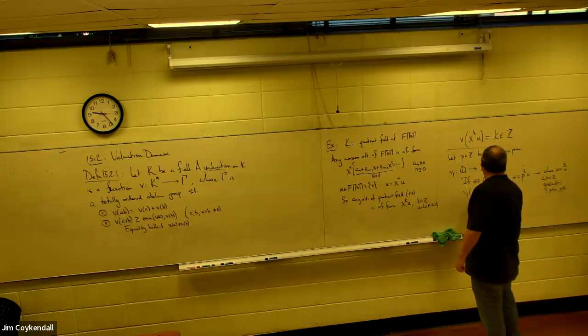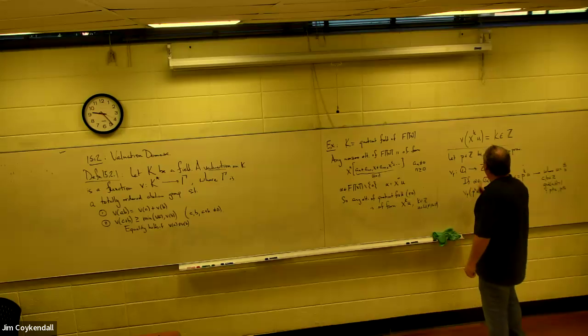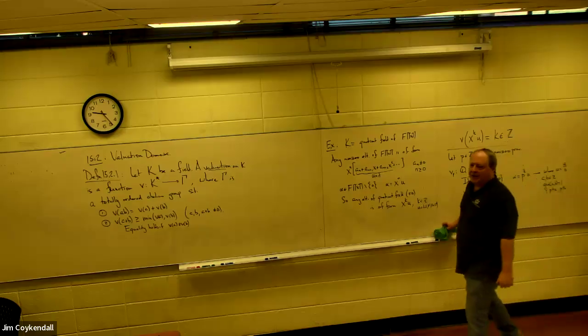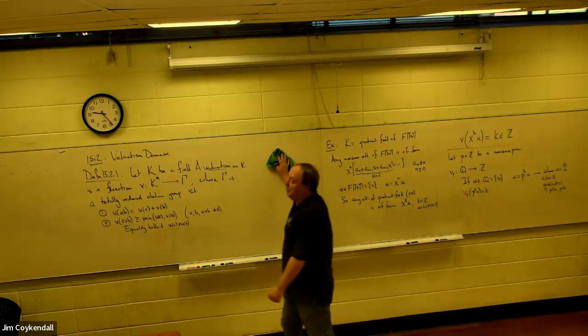VP of P to the K U is K. It's essentially the same as this. This is called the p-adic valuation on the rationals. There is a p-adic valuation for every prime.